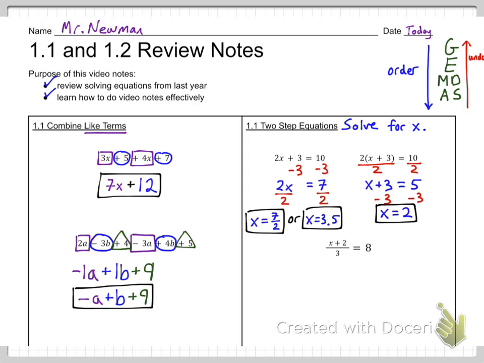So that means I need to undo the dividing by 3 first. To undo division, we're going to multiply. So picture that x plus 2 in parentheses, but that's just a reminder. You don't need to write that. To undo the dividing by 3, you're going to multiply by 3 on both sides. So we get x plus 2 equals 24. Then, of course, to undo the plus 2, you subtract 2 from both sides, and you get x equals 22.